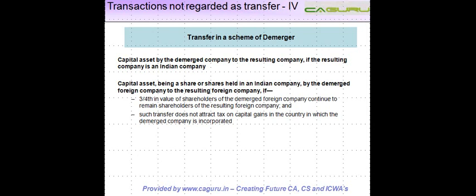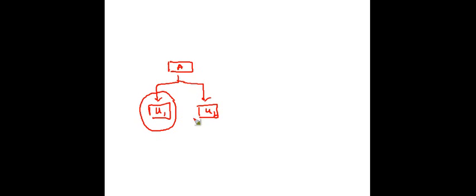Now, before I get down to this, let me first explain to you what a demerger is. Let us say you have a company A, and it has two units, let's call them U1 and U2. Now, company A is growing in size and it believes that unit 1 is something which we don't want. At the same time, there is a company B, who came in and said, I am interested in unit 1. Will you give this unit to me?